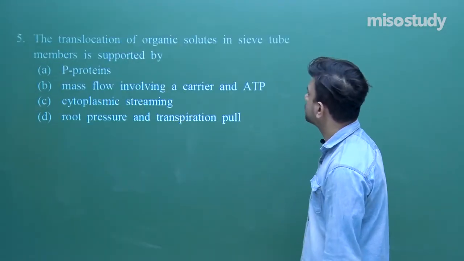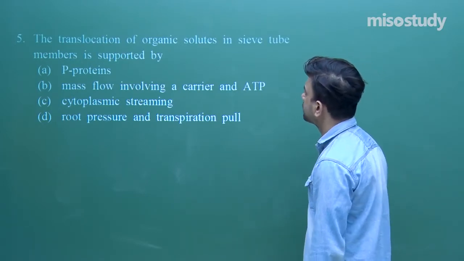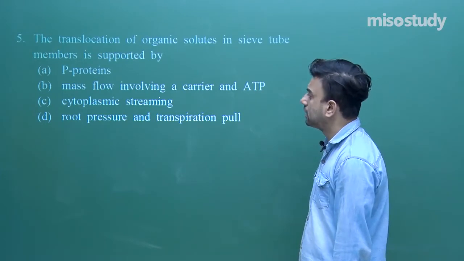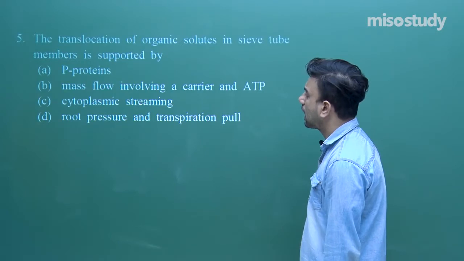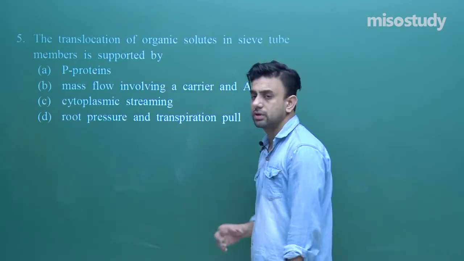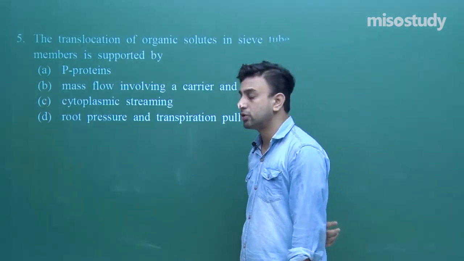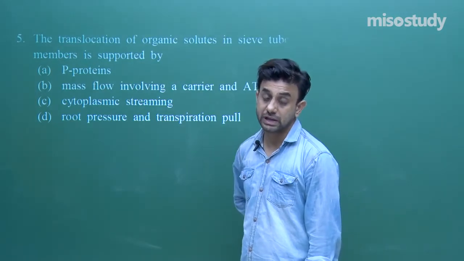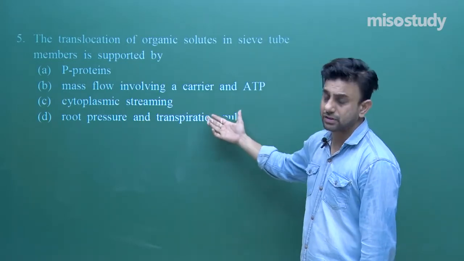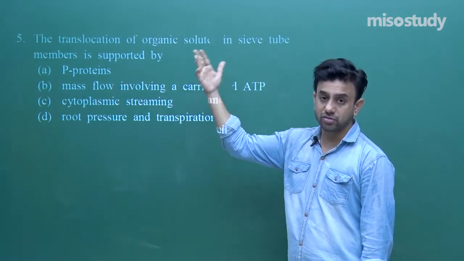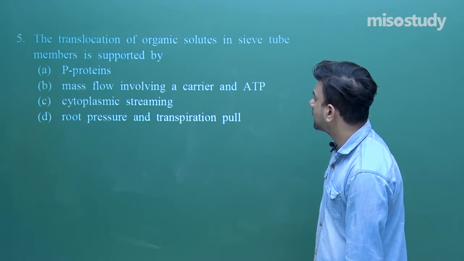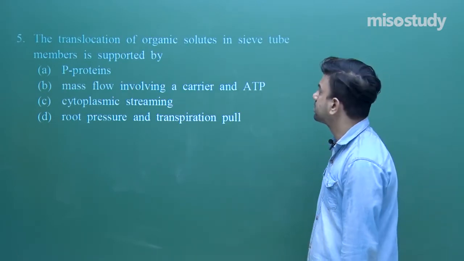The translocation of organic solutes in sieve tube members is by P proteins, mass flow involving a carrier and ATP, cytoplasmic streaming, or root pressure and transpiration pull. Root pressure and transpiration pull definitely lead to a pressure; the root pressure is more in humid conditions and at night, but that's a different thing. Cytoplasmic streaming, also called cyclosis, also leads to movement in some. But look at the second option, mass flow involving a carrier and ATP, for the translocation of organic solutes.